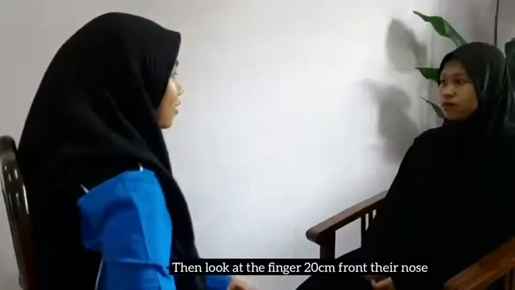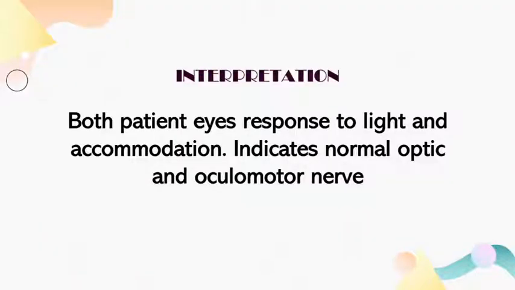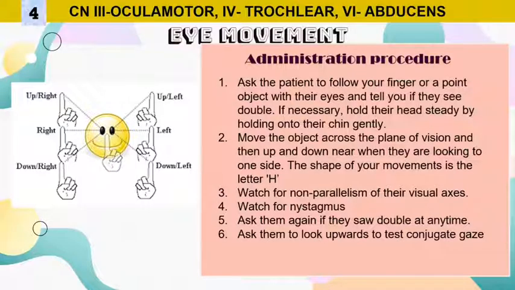Okay, good. The overall interpretation for optic and oculomotor nerve: both patient's eyes respond to light and also accommodation. This indicates normal optic and oculomotor nerve. Now, let's see the fourth component of cranial nerve assessment, which is the oculomotor, trochlear, and abducens nerve test. The first test is eye movement, and here is the administration procedure.